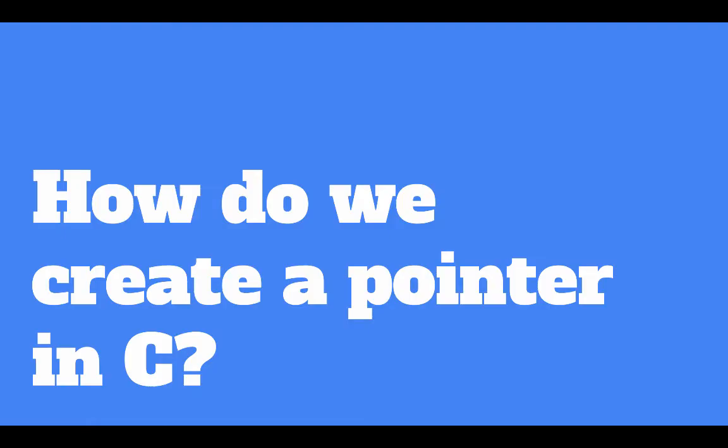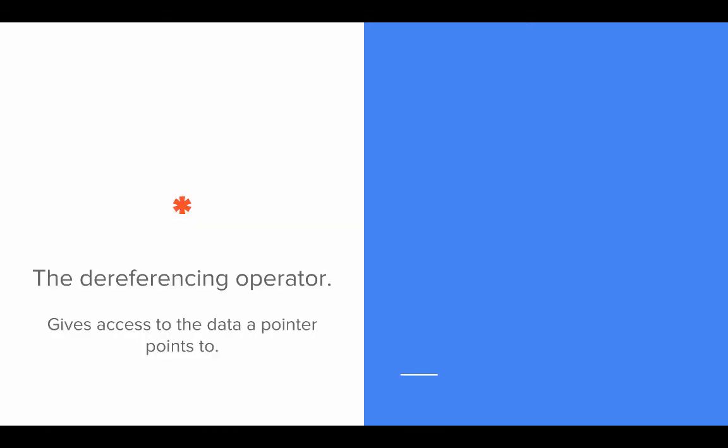So how do we create a pointer in C? There's going to be 2 operators that we're going to be concerned with. The first is going to be the dereferencing operator, or the asterisk. And this operator is what's going to give us access to the data that a pointer points to. We'll talk about that more in a second. Now, there's 2 uses for this operator. The first one is that we're going to use it to declare our pointer variables.